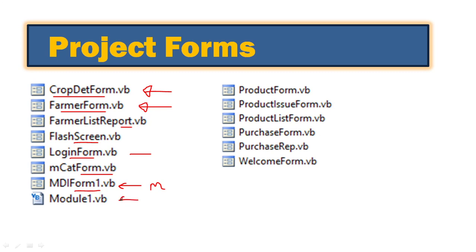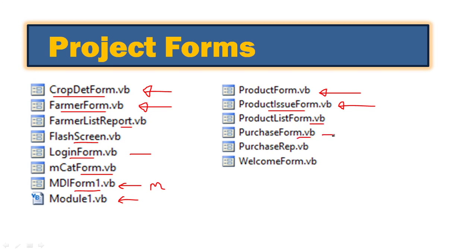Module. Generally we use a module in every project in VB because in a module we can declare global variables, functions and procedures. Product form is used to store all the product details. Product issue: we give the products, the raw material, to the farmer, and that information will be stored in the product issue form. Product list: the list of product entries will come in the product list form.